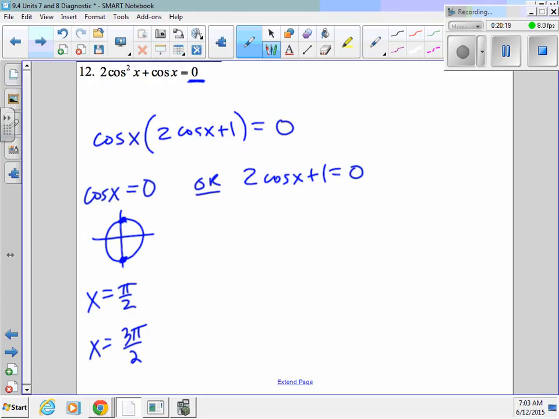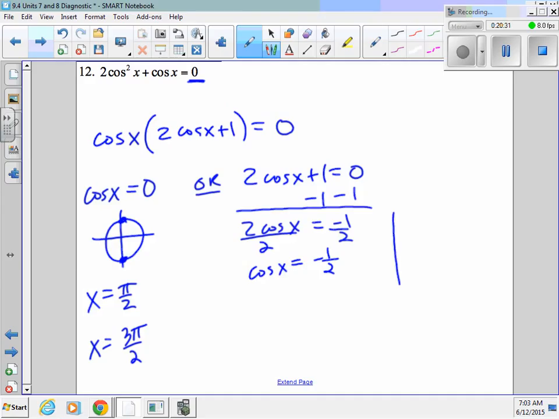2 cosine of x plus 1 equals 0. If I subtract 1 from both sides, I'll get 2 cos x equals negative 1, divided by 2. Cos x is negative a half. And where is cosine negative? Well, cosine is negative in the second quadrant or the third quadrant. And where is cosine going to be negative a half? That means the adjacent is negative 1 and the hypotenuse is 2. Similarly here, negative 1, 2.